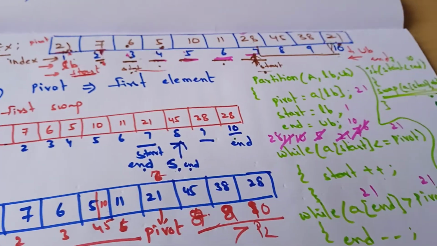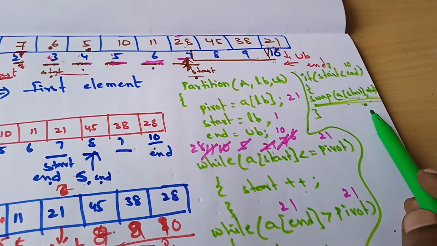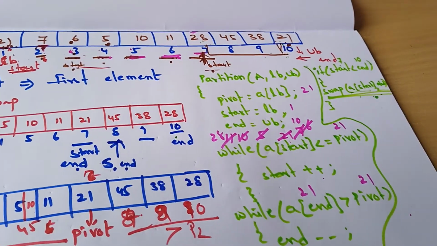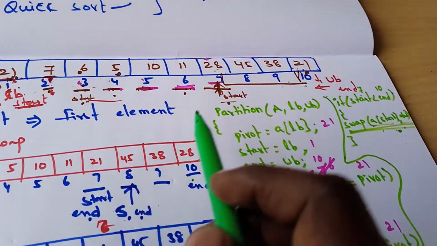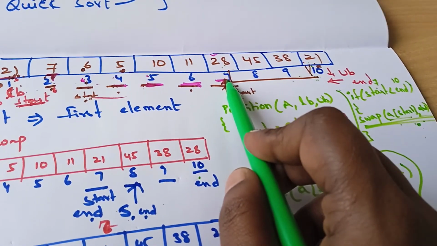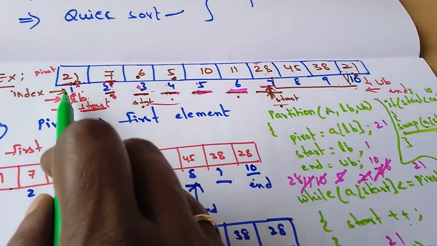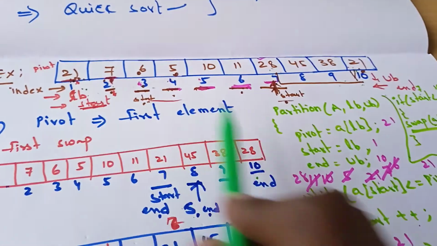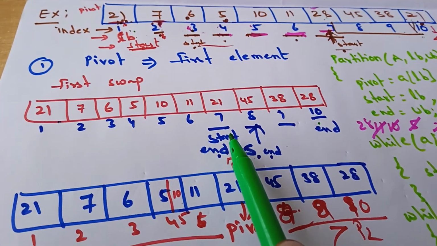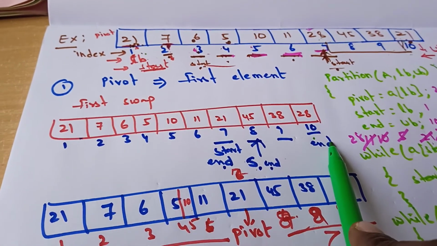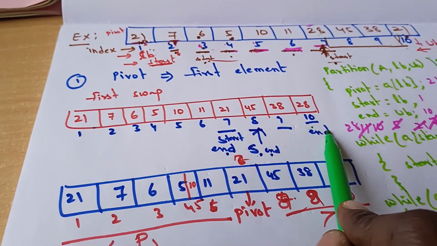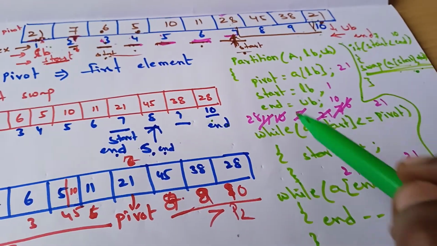Right? Now again what will we do? Now we'll repeat the same condition until it fails, right? Where is your start pointer? Here is your start pointer. Now your pivot element is 21. Here is your start pointer, 21, and this is your end pointer. So again we will be doing the same conditions.